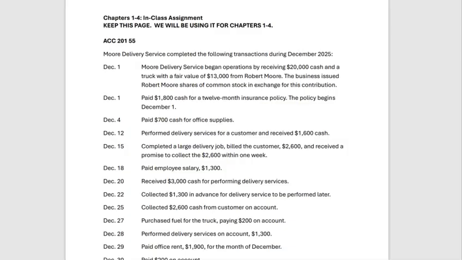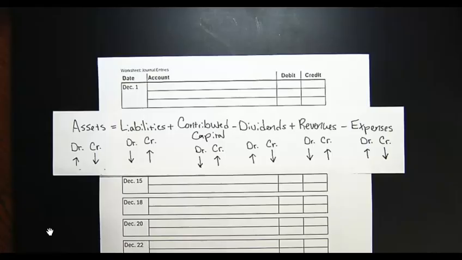On December 1st, More Delivery Service began operations by receiving $20,000 cash and a truck with a fair value of $13,000 from Robert Moore. The business issued Robert Moore shares of common stock in exchange for this contribution. Cash and a truck were received by the business. Cash and truck are both assets.